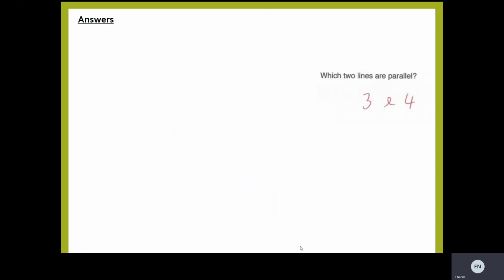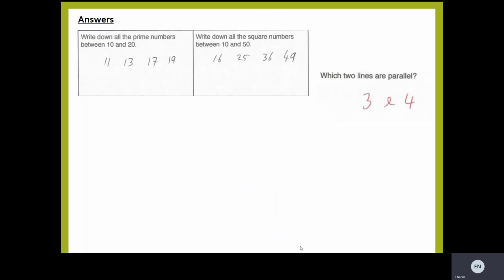Yes? Okay. Now I've taken two other questions that have to do with numbers. So keywords there, prime numbers and square numbers. First one says you need to write down all the prime numbers between 10 and 20. So you need to think back to when we did prime numbers. What is a prime number?